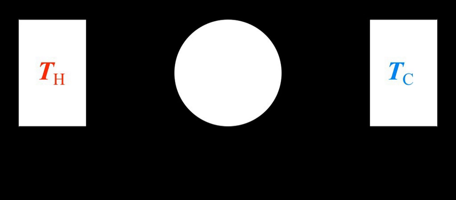Topic: Etymology. The noun isochor and the adjective isochoric are derived from the Greek words isos, meaning equal, and choros, meaning space.